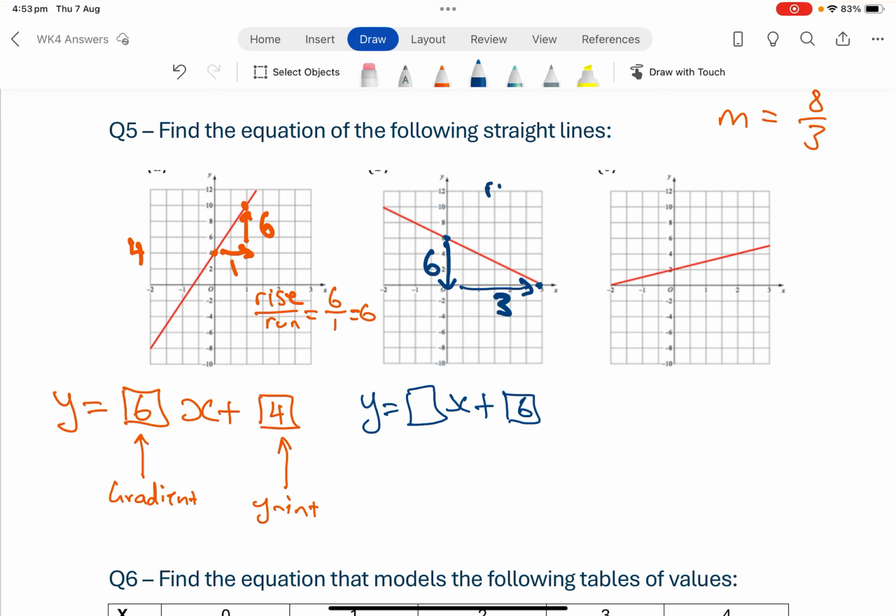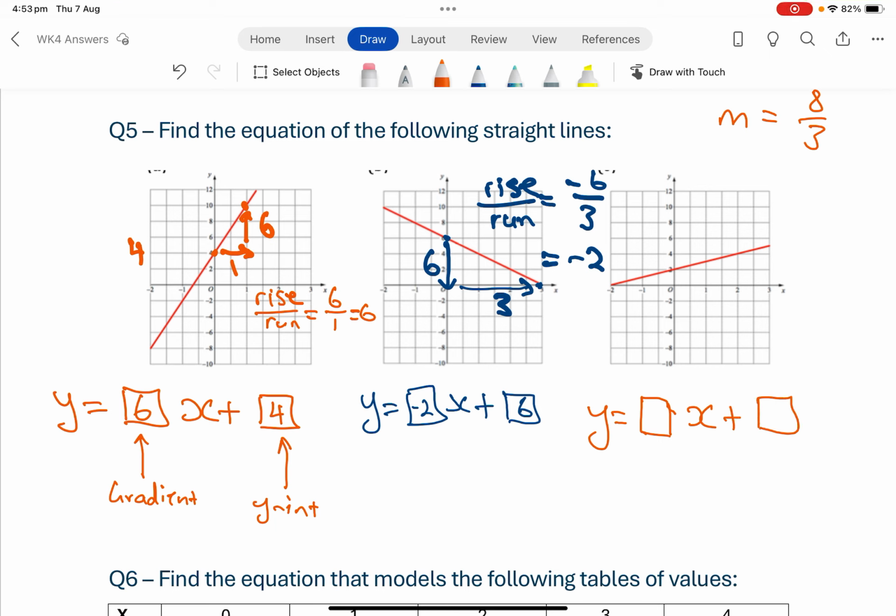Okay, so rise over run. In this case, well, it's a fall, so I'm going to do -6. And my run was 3. -6 over 3 is, 6 divided by 3 is 2. So we have -2. And that is going to be my gradient, -2. All right. Next one here, let's use a different color. We have the same sort of request.